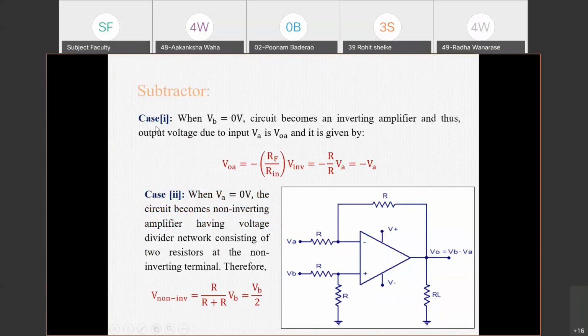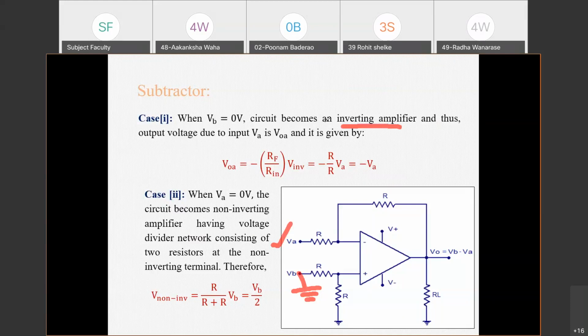Now we will consider case number 1. In case number 1, we have considered VB equals 0. We have grounded it, so this circuit will act as an inverting amplifier since it is connected in inverting configuration. Right? VA is given to the inverting terminal of your op-amp, so that's why this circuit now becomes an inverting amplifier.